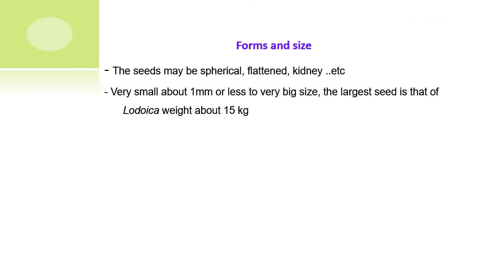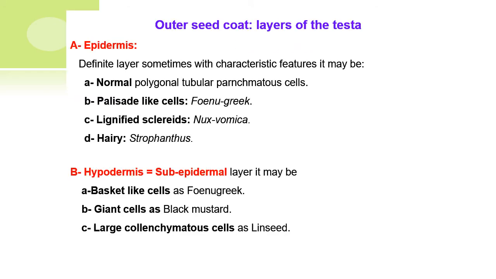As we said, we have different shapes and forms of the seed: spherical, ring shape, disc shape, or flattened. The size of the seeds may be very small as in mustard, or very large as in the Lodoicea seed, which may reach up to 15 kilograms. Histologically, in the seed structure we have the outer seed coat, or testa, with different layers.